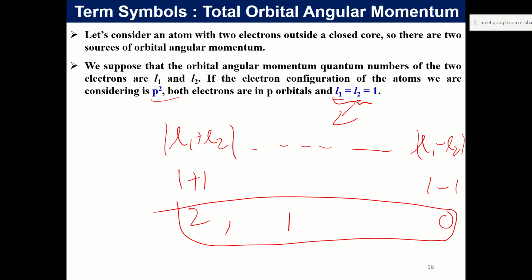This is what we know as, find the two extremes, catch the two corners, L1 plus L2, L1 minus L2, you have caught the two corners.